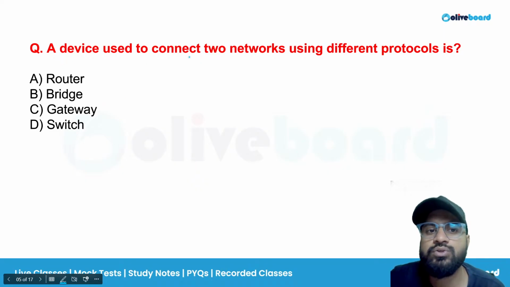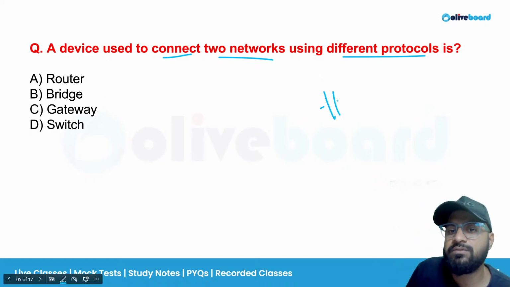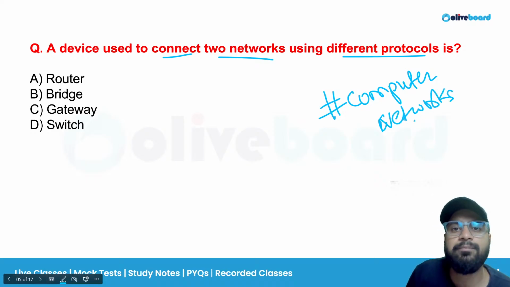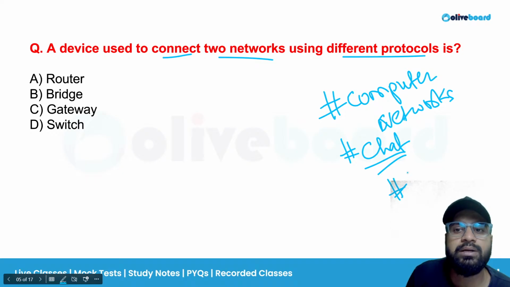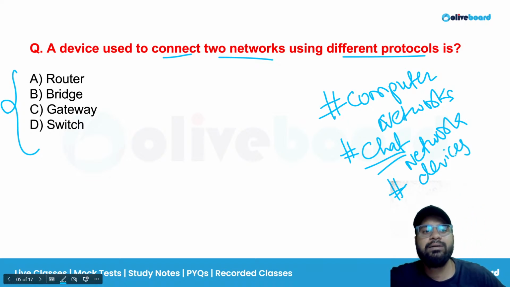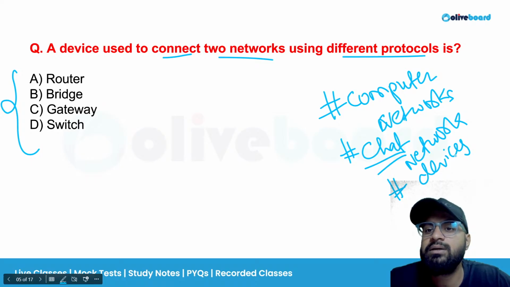A device used to connect two networks using different protocols. This question is from your computer networks, students. You can type the correct answer into your chat box. The subtopic in computer networks is network devices. We have different types of network devices. Which will be the correct answer? We are talking about a device used to connect two networks using different protocols.